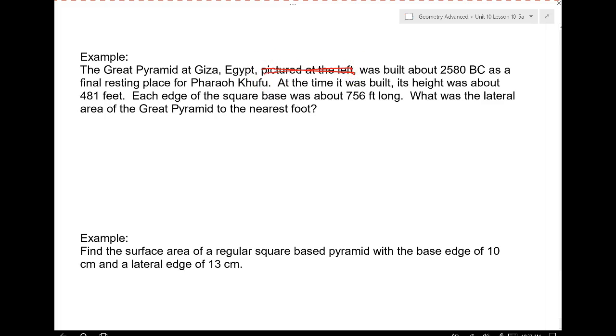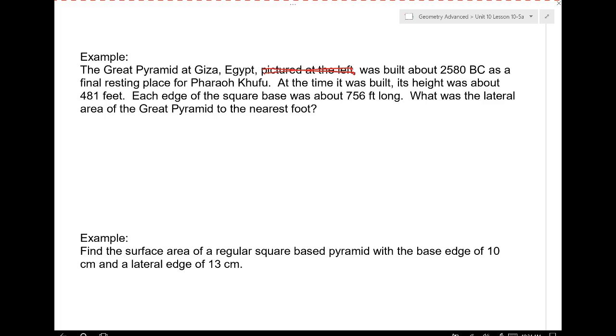All right. So the Great Pyramid of Giza at Giza, Egypt, was built about 2,580 BC as a final resting place for Pharaoh Khufu. At the time it was built, its height was about 481 feet. Each edge of the square base was about 756 feet long. What was the lateral area of the Great Pyramid to the nearest foot? Guys, definitely need a calculator for this.